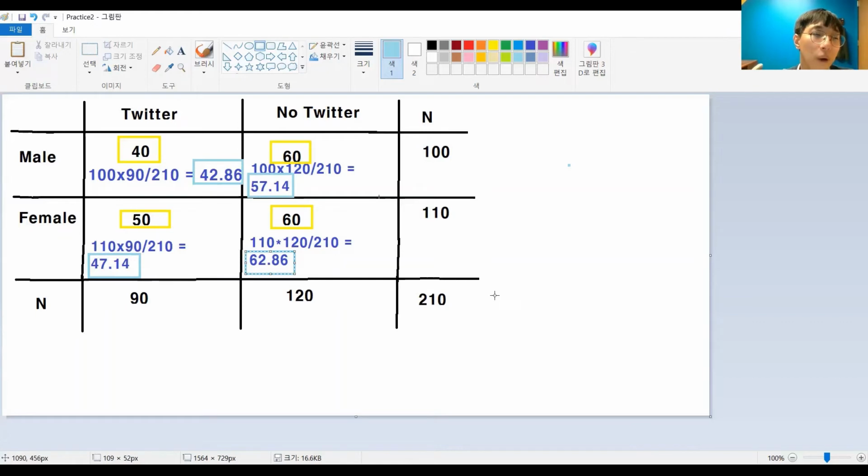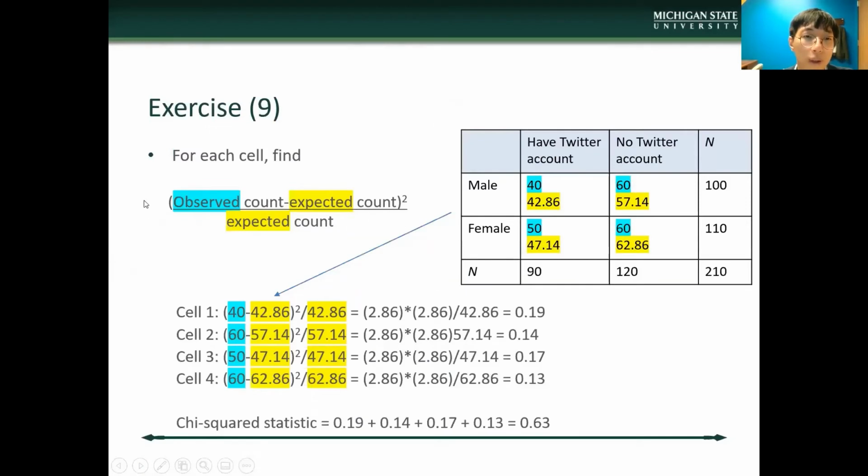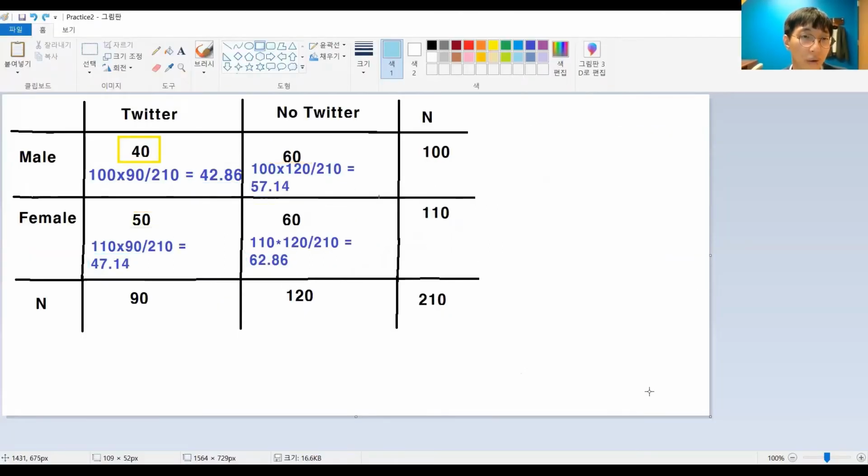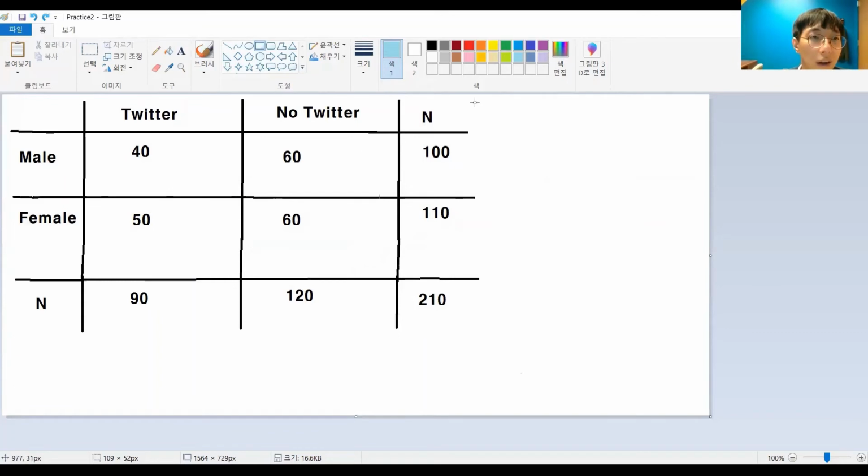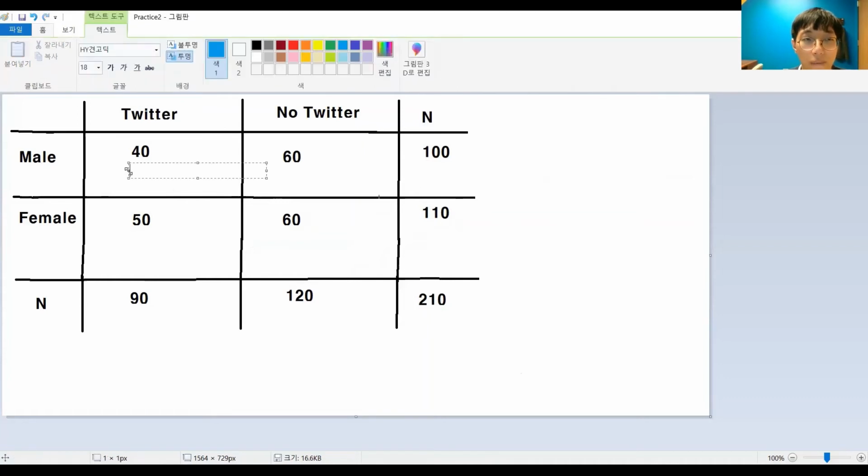Then, based on the observed counts and expected counts, you will follow the formula and calculate the number. So you will follow this formula: observed counts minus expected counts, squared, divided by expected counts. You will calculate this number for each cell. So I'm going to show you how to calculate it. First, erase the numbers here. The black one is the observed counts, and the blue one is the expected counts we already calculated.